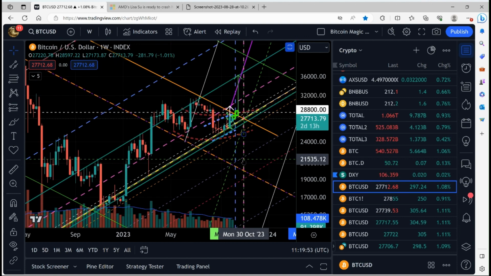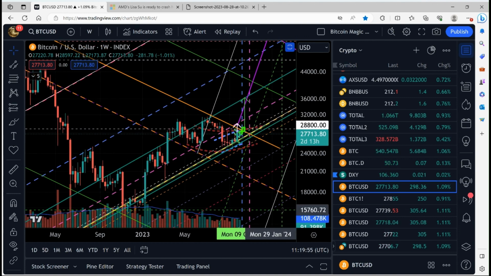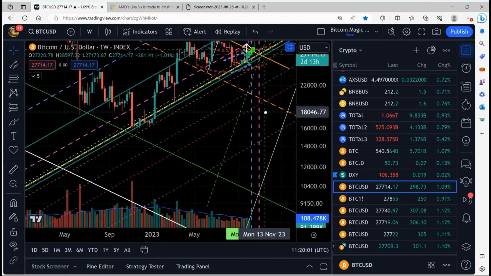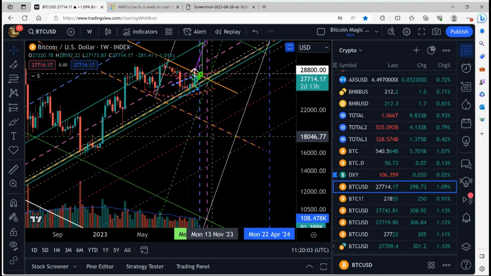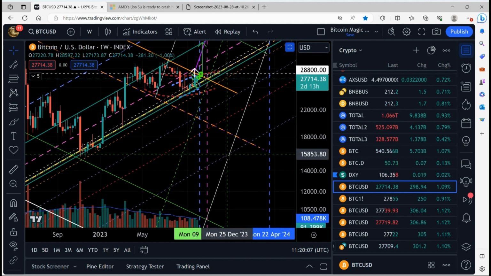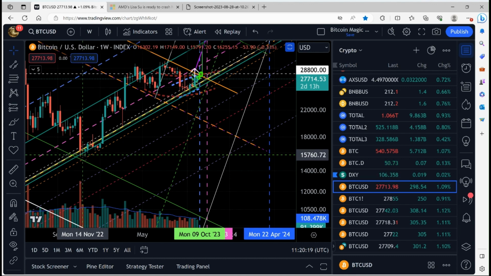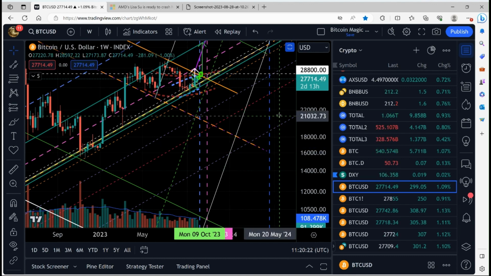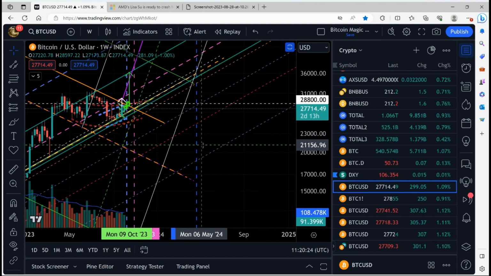Now, could we come all the way down to that purple line? We could, but that would be troublesome. That purple line down here is around 15.8, and that's around this all-time low. Could do that, but that would be really, really troublesome.